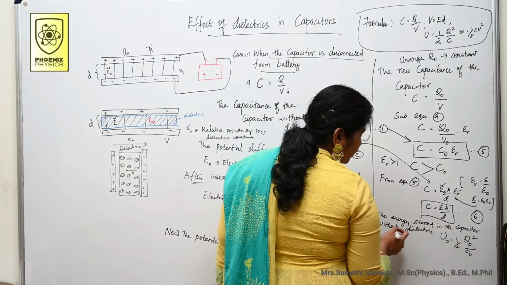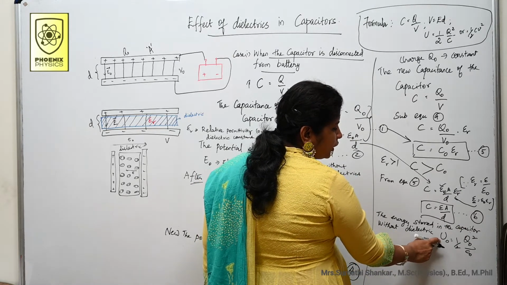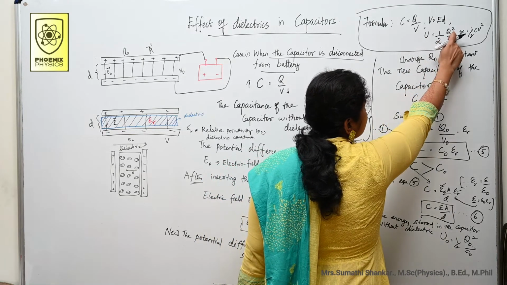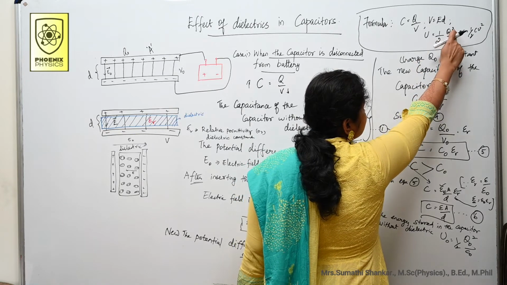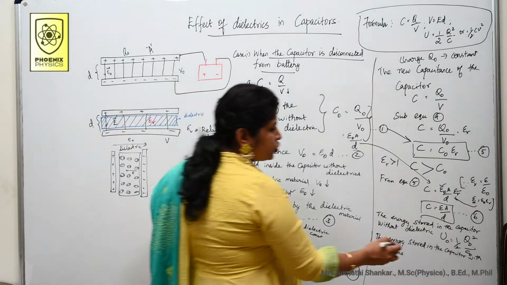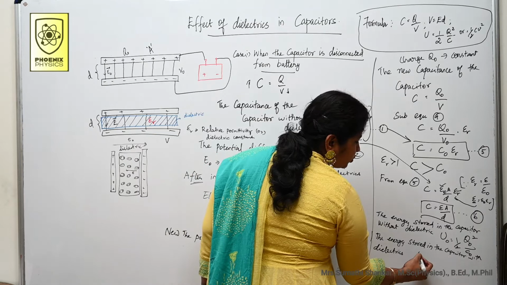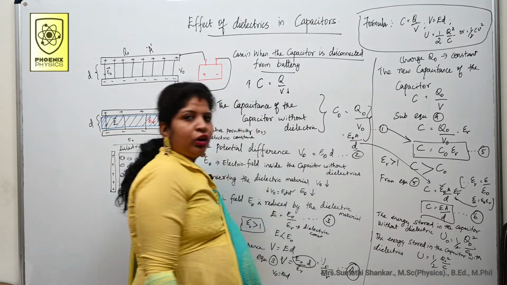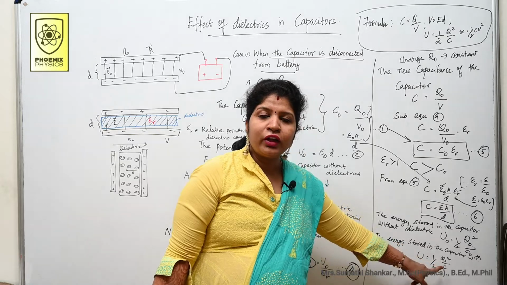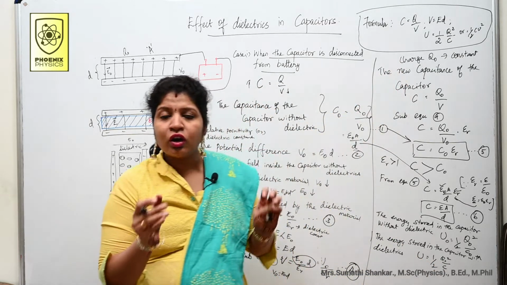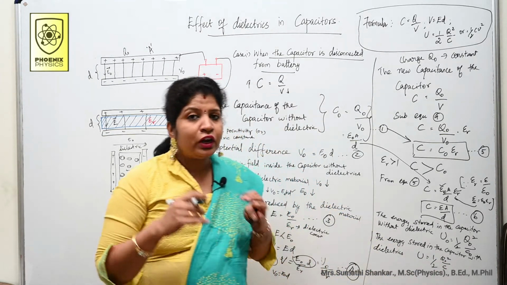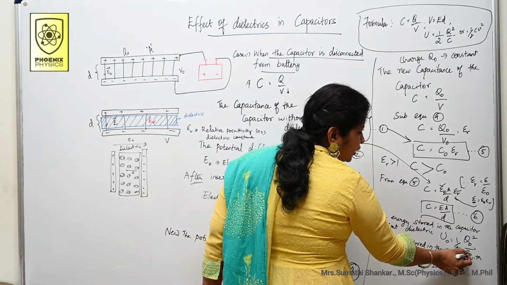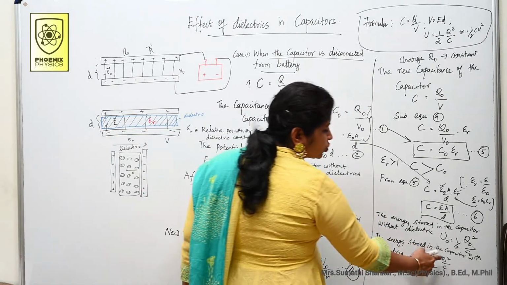The energy stored in the capacitor without dielectric. Energy you can mark as U. Without dielectric means U naught. You know the formula: U is equal to half Q square by C. Here U naught is half Q naught square by C naught. Energy stored in the capacitor with the dielectric you can write as U, that is half Q naught square divided by C. Why did I write Q naught square? We know that the charge Q naught is constant. But when you introduce the dielectric, the capacitance of the capacitor is increased. So instead of C naught, I have written C.